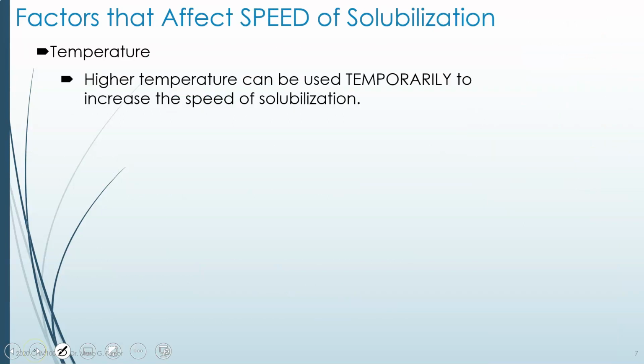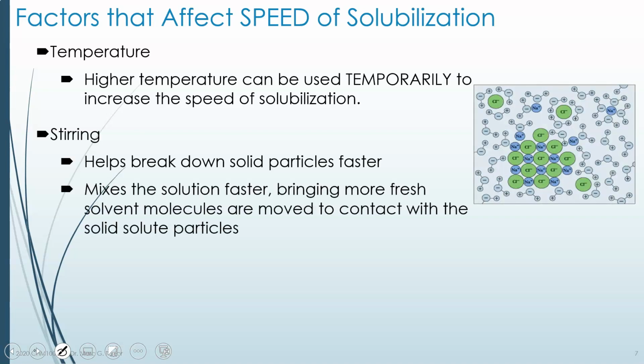Now let's talk about factors that affect how fast you can dissolve things, the speed of solubilization. Temperature, just like before, can affect the overall solubility, but can also make things go into solution much faster. We all know that if we heat something up, it'll go in solution faster. Yes, it will also increase the solubility of solids, but it also makes it faster to get those solids dissolved.